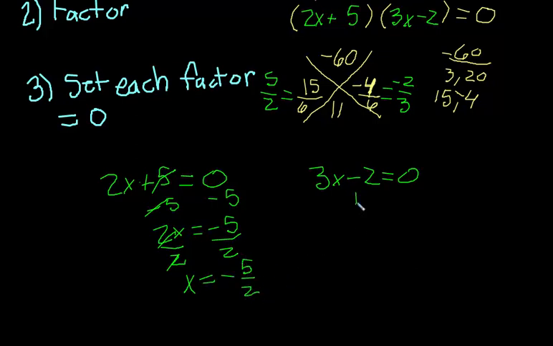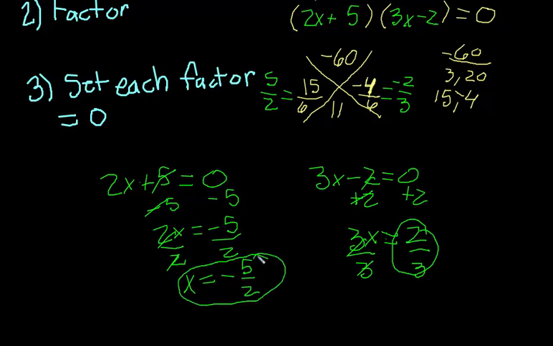Same thing here, add 2 to both sides. We get 3x equals 2, and divide by 3, and we get x equals 2/3. So we get x equals 2/3 and x equals negative 5 over 2. And this is our solution.